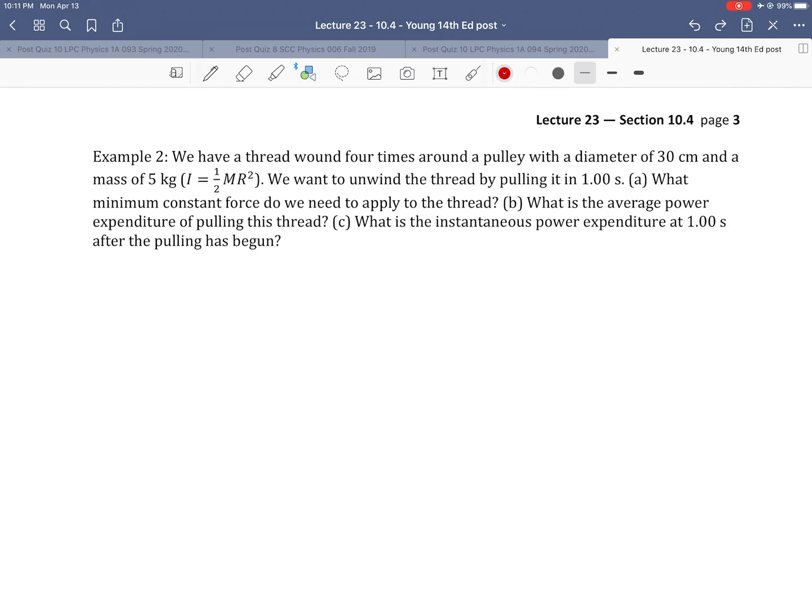In example 2, we have a thread wound 4 times around a pulley with a diameter of 30 centimeters and a mass of 5 kilograms. We're taking the pulley to be a cylinder, so it has a moment of inertia of 1/2 mr squared. And we want to unwind the thread by pulling it for 1 second. What minimum constant force do we need to apply to the thread? What is the average power expenditure of pulling this thread? And what is the instantaneous power expenditure at 1 second after the pulling has begun?